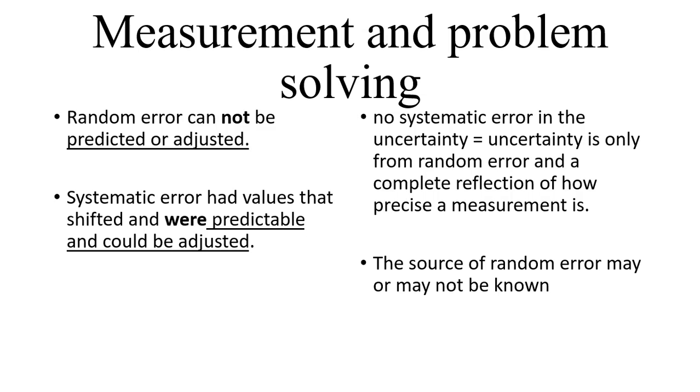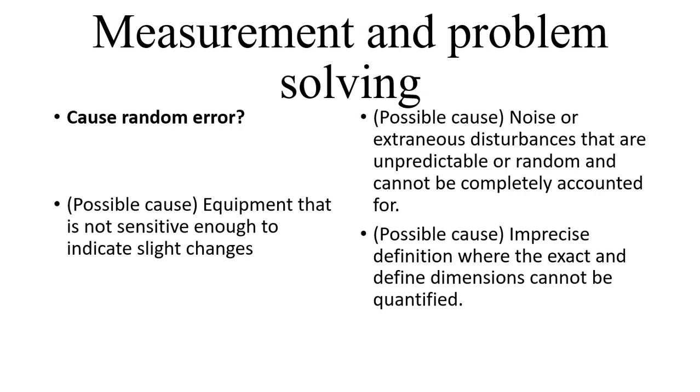When there is no systematic error, the uncertainty is only from random error and is a complete reflection of how precise a measurement is. The source of random error may or may not be known. However, sources that may cause random error include the following: equipment that is not sensitive enough to pick up slight or fine changes, noise or extraneous disturbances that are unpredictable or random and cannot be completely accounted for, and imprecise definition, where the exact and defined dimensions cannot be quantified.